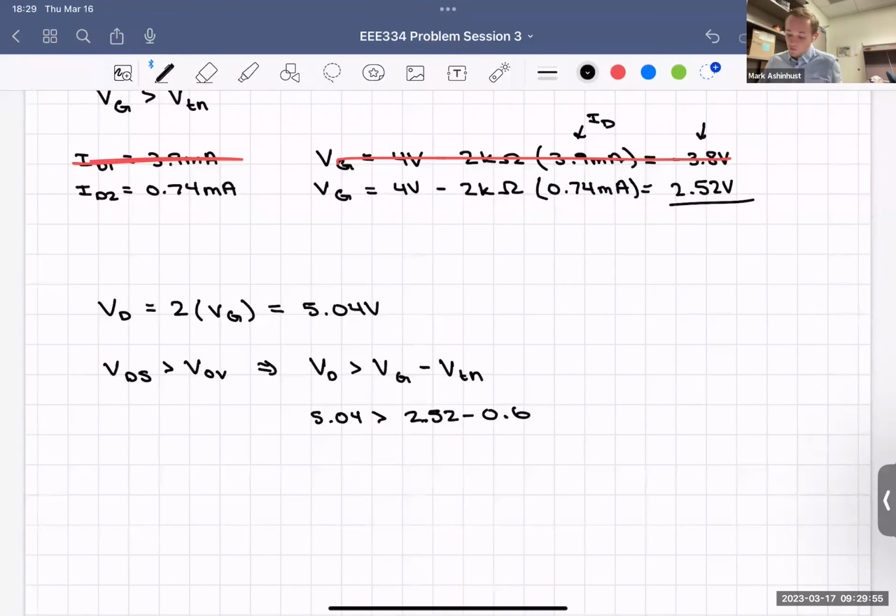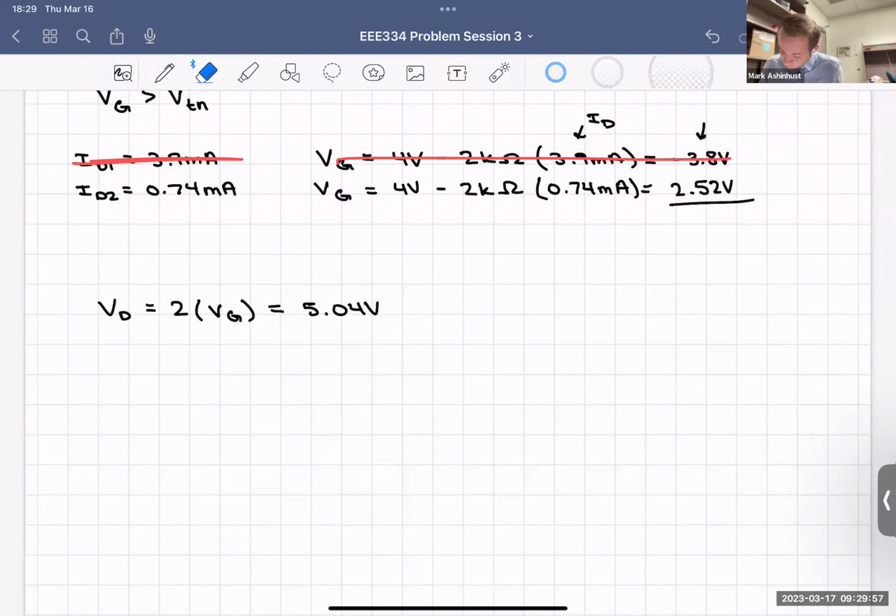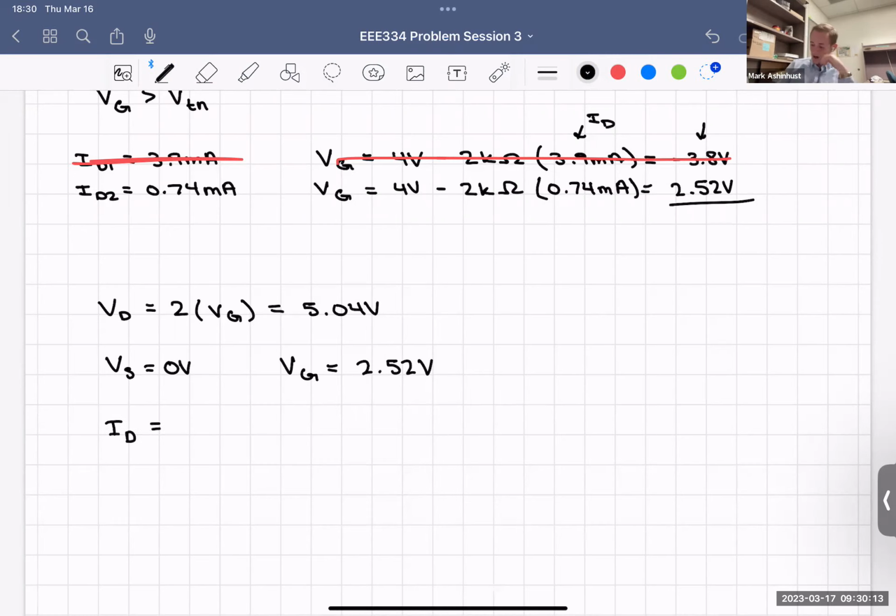We are in saturation. We need to find our last value. We know VD. We know VS is 0 volts. We know VG is half of VD, which is 2.52. Let's find I2, sorry. ID, we know ID, because we assumed it. We know ID is 0.74. Well, actually, let's write that down. ID equals 0.74 milliamps. And let's go back and solve for I2.